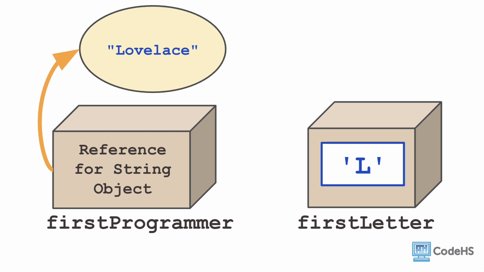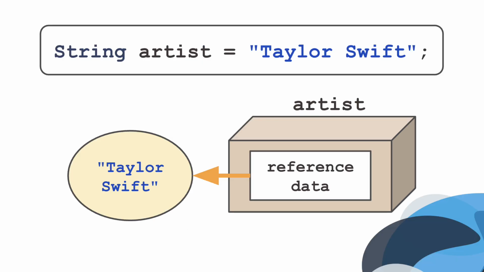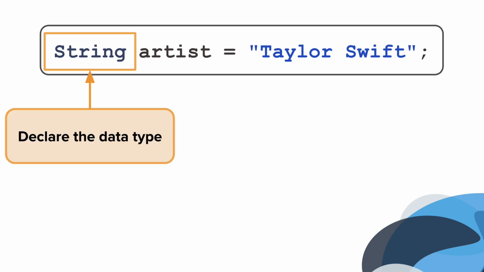While reference data types are more complex in terms of where they are stored, on the surface they act just like their primitive counterparts. Let's take a look at how to create a variable that holds a string. You initialize a variable that holds a string just like you would create a primitive variable. Let's walk through each part of this command. You first declare the data type. This variable will store a string, so String is the data type.